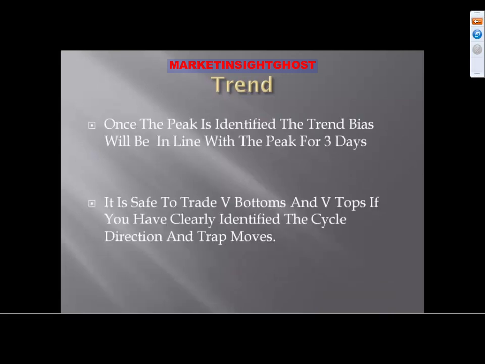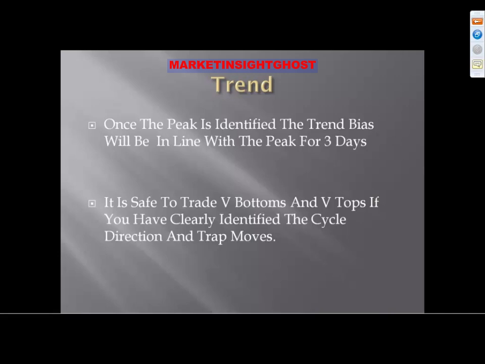Once the peak is identified, the trend bias will be in line with the peak for 3 days minimum. Could it be 2.5 days? Yeah. If they come in at the London session for the peak formation, they can go London, US, London, change in US. Because the 3 levels were accomplished, but it was only 2.5 days.